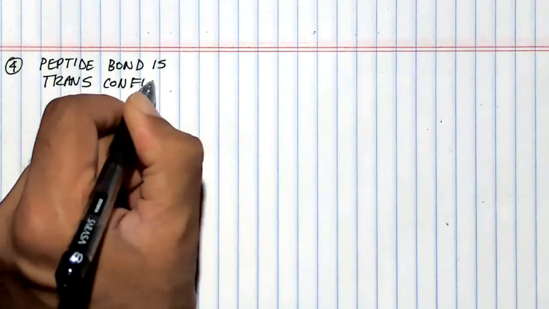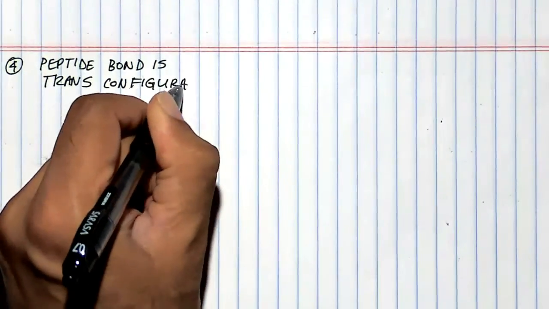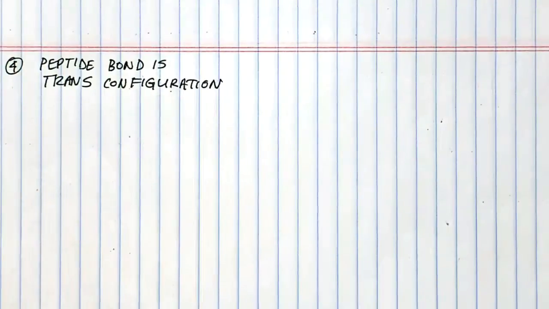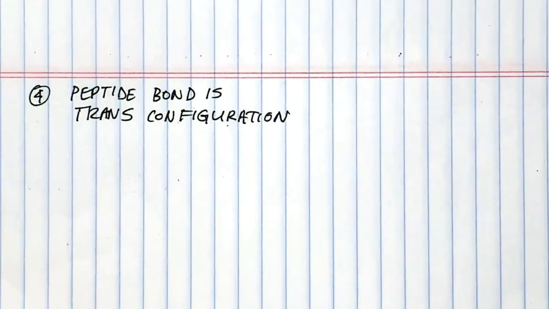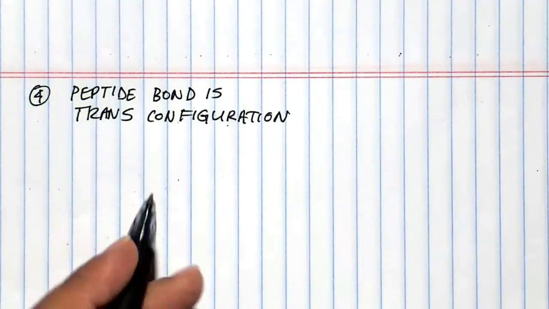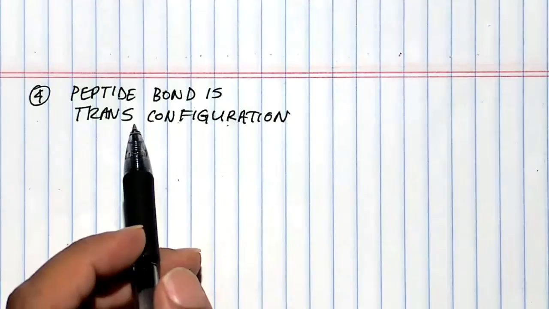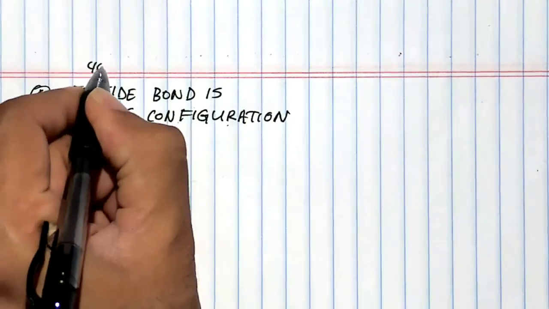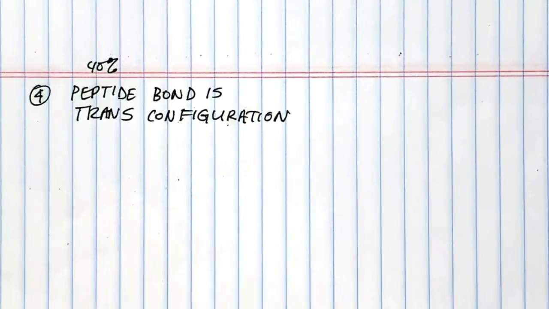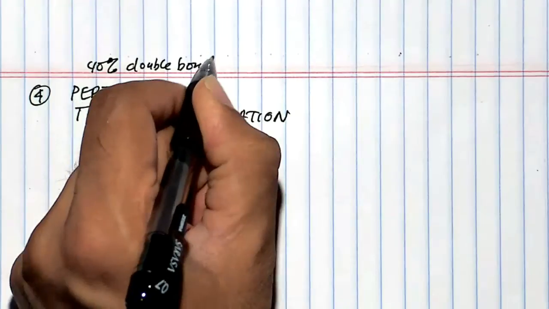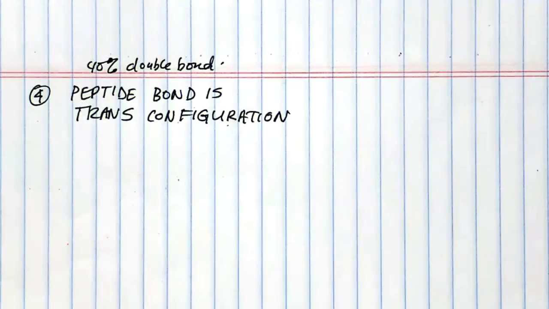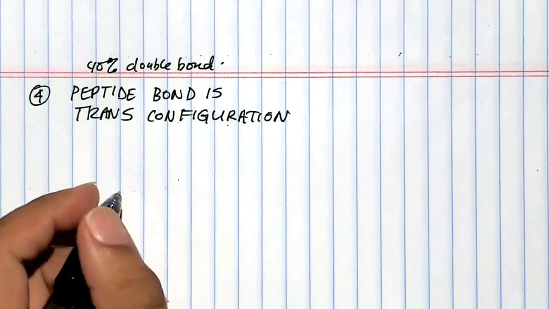Except for proline. If you remember, proline is a cyclic amino acid, and it actually gives rise to cis peptide bonds. Okay, so because of the 40% double bond character of the peptide bond, usually the peptide bonds that join amino acids together are in the trans configuration. So what does that mean when we say trans configuration?